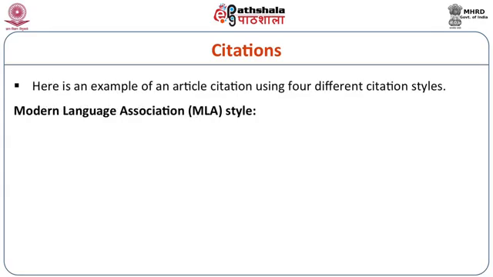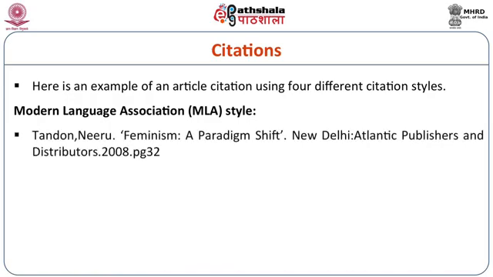Here is an example of an article citation using 4 different citation styles. MLA style, which is commonly used for literature reviews and literature papers, states like this: Tandon, comma, Niru, then put a full stop. Just don't forget to put this full stop. Then, in inverted commas, the title, Feminism, a Paradigm Shift. Close the quote, and then a full stop. Then the place, New Delhi, again a colon, name of the publication, that is Atlantic Publishers and Distributors, again full stop, year of the publication, again full stop, and then the particular page number. This is one accepted and common language style.